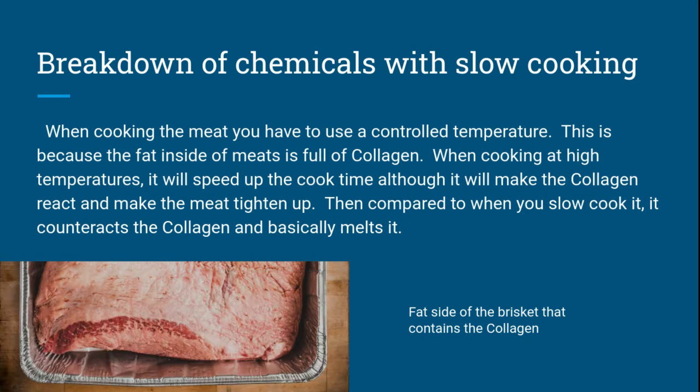Breakdown of chemicals with slow cooking. When cooking the meat, you have to use a controlled temperature. This is because the fat inside of meats is full of collagen. Cooking at high temperatures will speed up the cook time, although it will make the collagen react and make the meat tighten up. Compared to that, when you slow cook it, it counteracts the collagen and basically melts it. You can see the fat side of the brisket that contains the collagen in the picture.